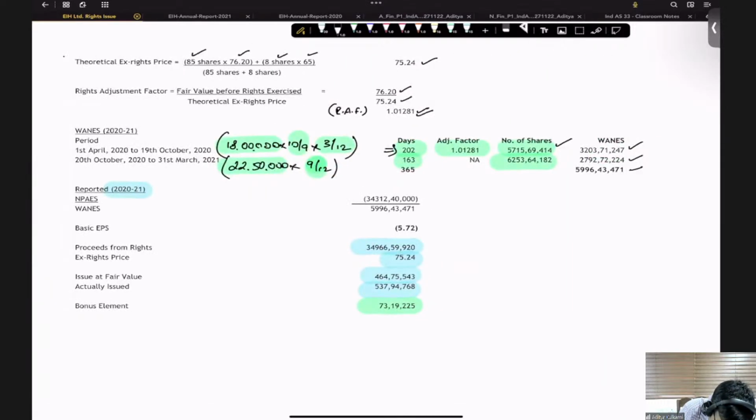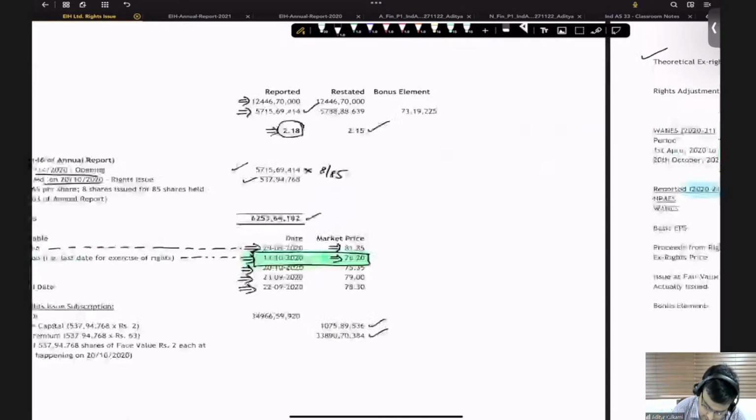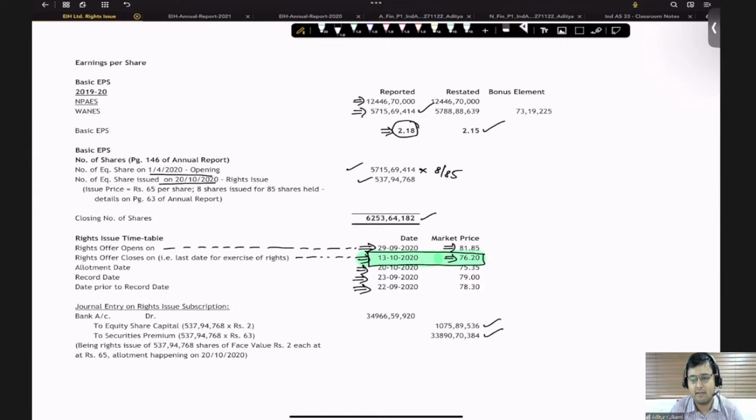So my theoretical X rights price is 85 into 76.2 plus 8 into 65. This is the issue price, divided by 85 plus 8. So my theoretical X rights price is 75.24. This data is coming from the market, 76.2. On the date of closure of the rights, the last date for exercise of rights, what was your price? That becomes your price based on which you calculate the X rights price.